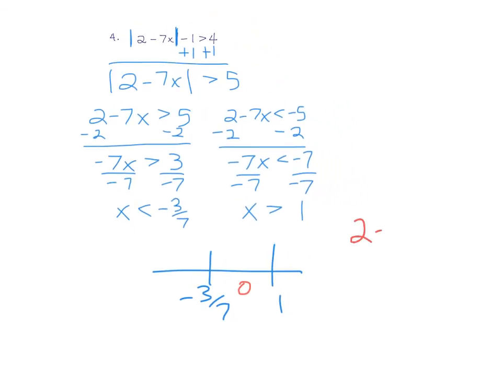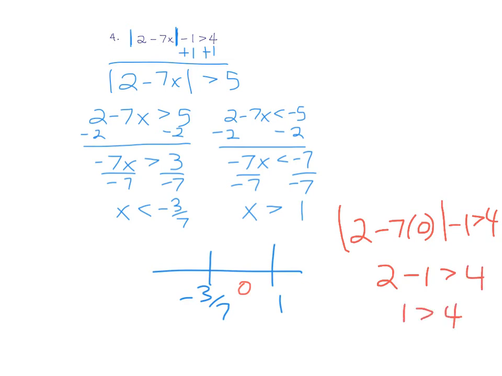I'm going to go ahead and plug it in. So I get 2 minus 7 times 0 in the bars, minus 1 greater than 4. So 2 minus 0 is 2, absolute valued. Minus 1 is 1 greater than 4. No, it is not. This fails, so this gets an X. Then the check marks are here.